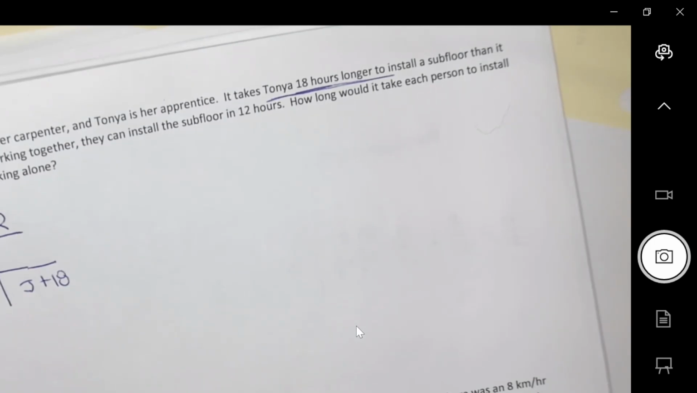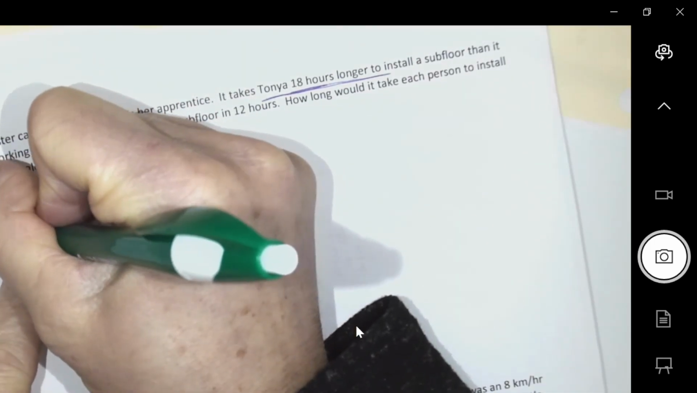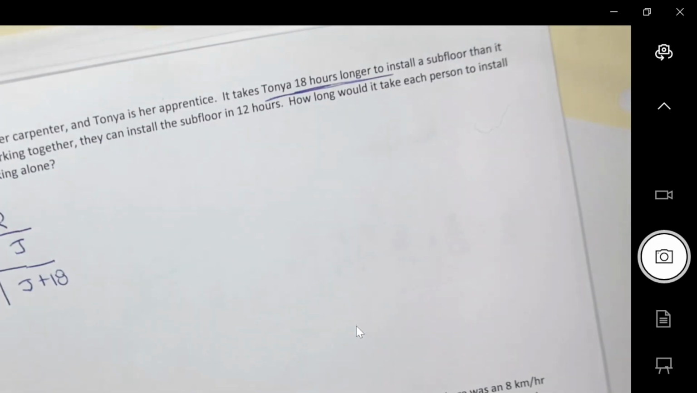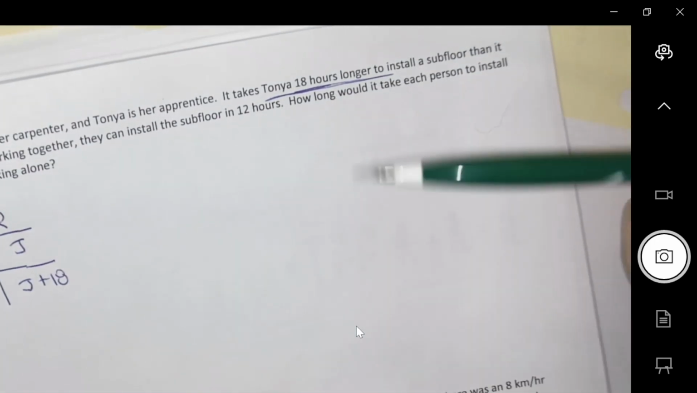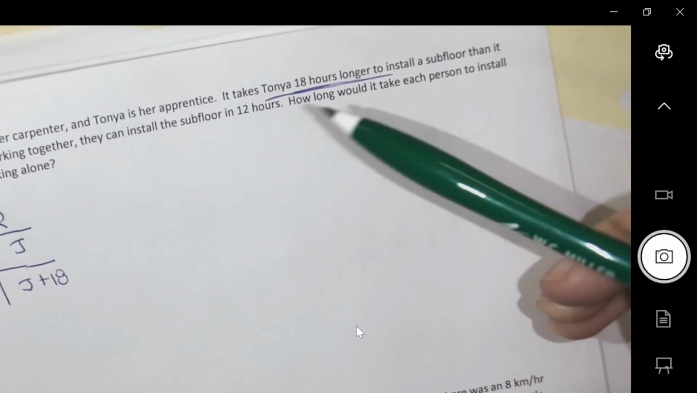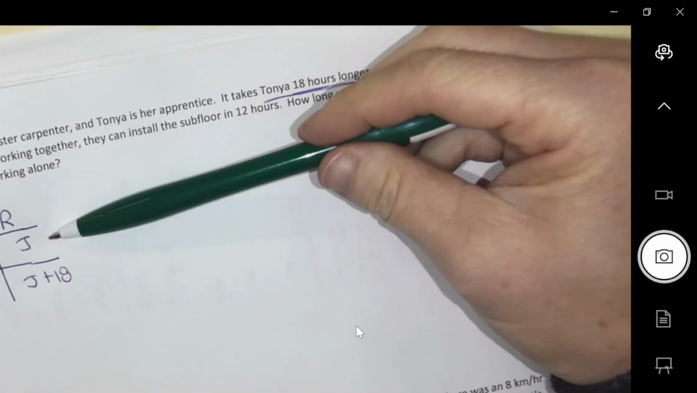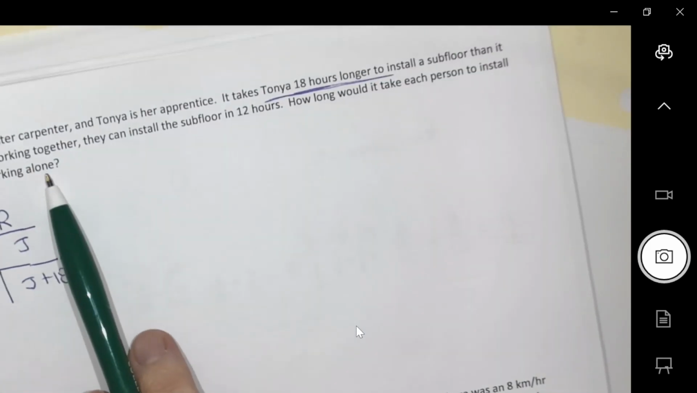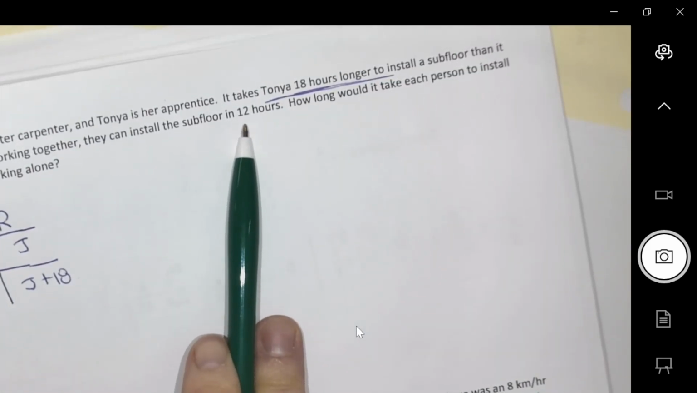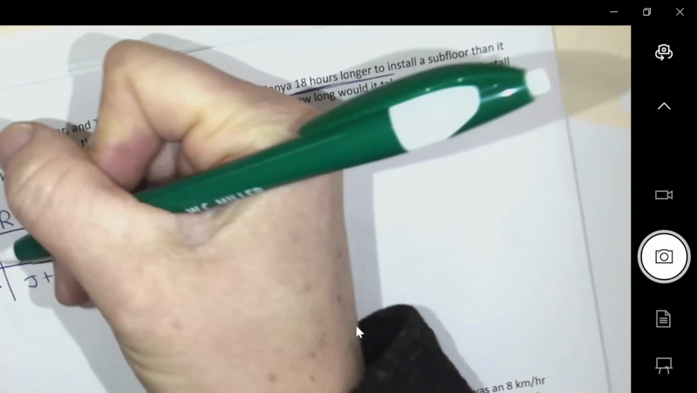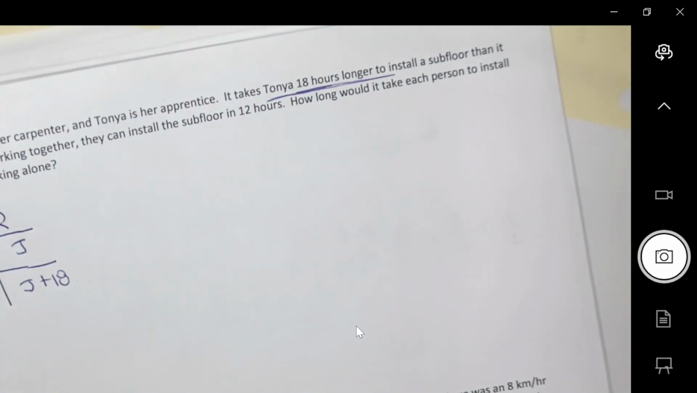So if I'm using J plus 18 for Tanya, I'm going to use J for Janelle, because I don't know how long, that's the question, how long does it take each person alone? So Janelle is just J, Tanya's 18 hours longer. When they work together, they can do the job in 12 hours.